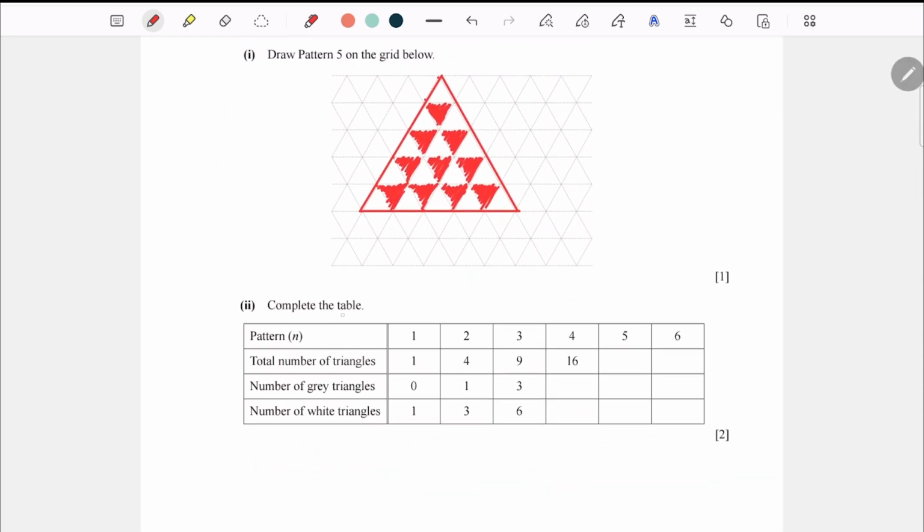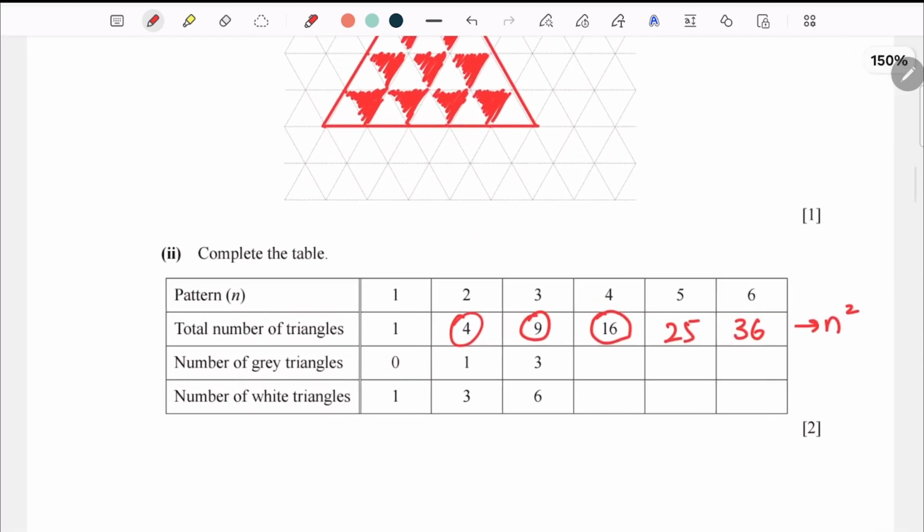In part 2, complete the table. Total number of triangles: 1, 4, 9 and 16. So basically if I analyze the trend, if this is n, the total number of triangles is equal to n square. They're following this pattern. So 5 square is 25 and 6 square is 36.